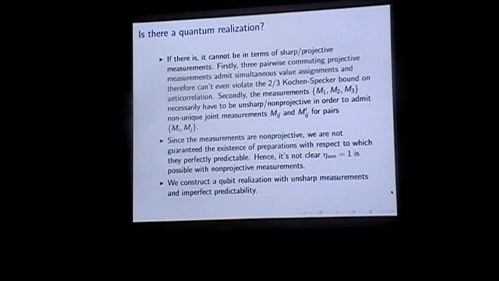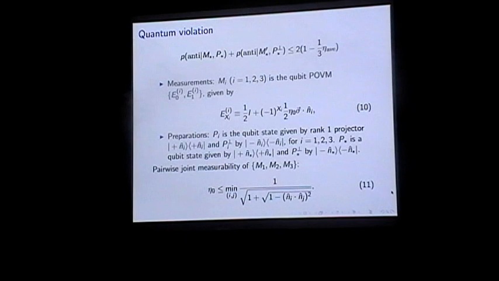The measurements are not sharp, which should be obvious. The quantum violation is for this particular inequality. The realization is for qubit POVMs of this noisy form. These are just noisy spin observables. Eta naught is the noise parameter. When eta naught equals 1, you have projective measurements. When eta naught equals 0, you have just coin flips, nothing non-trivial going on. And in between, you have some noisy spin measurement. So these are the POVM elements for each of the Mi, M1, M2, and M3.